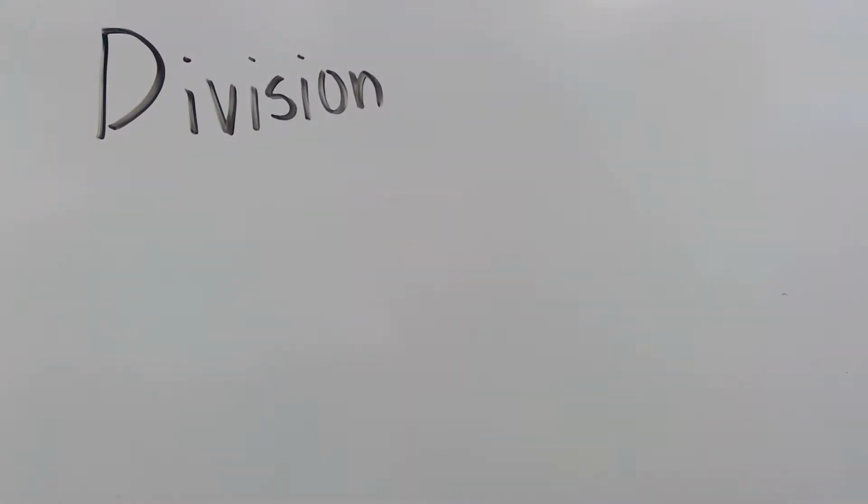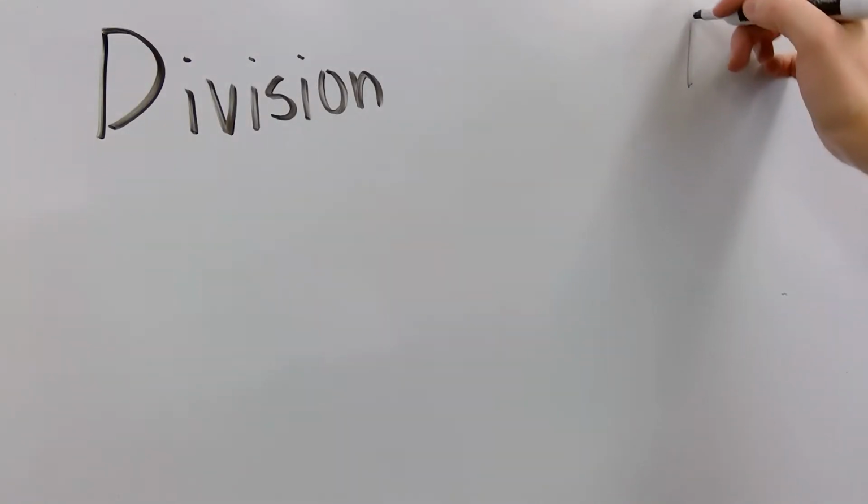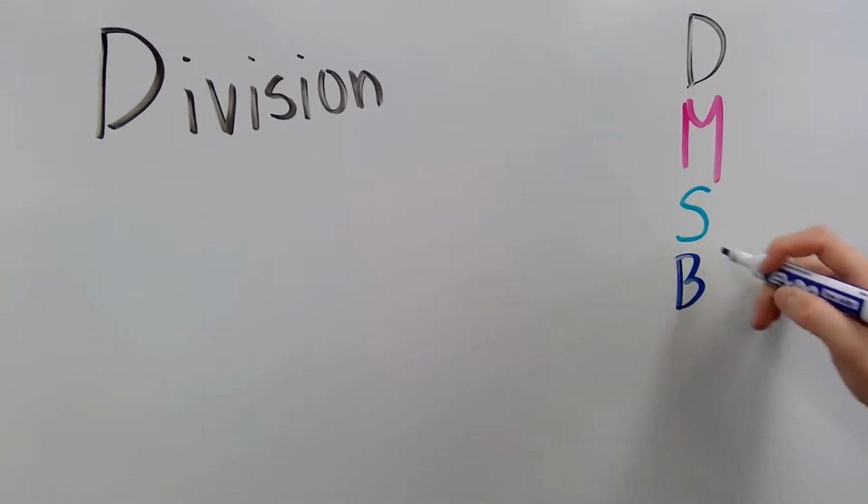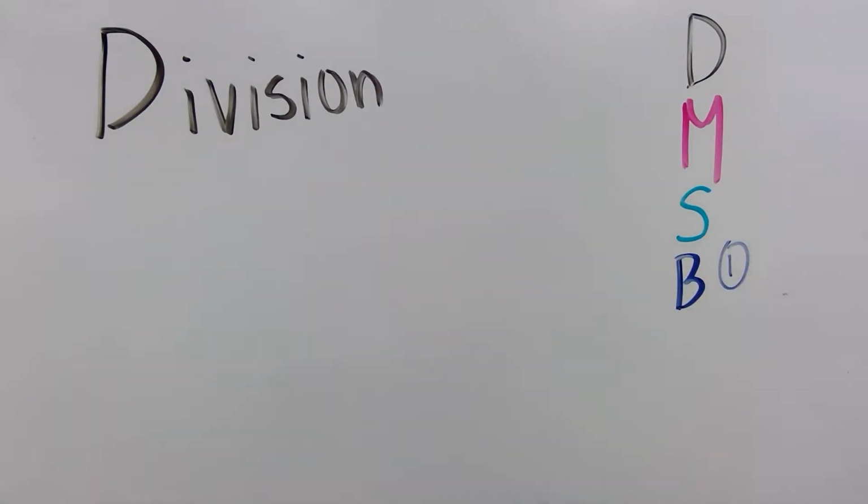In this video, we are talking about division and how to divide numbers. When we divide, there are 4 steps. Divide, multiply, subtract, and bring down. And when we bring down, we only bring down one at a time.